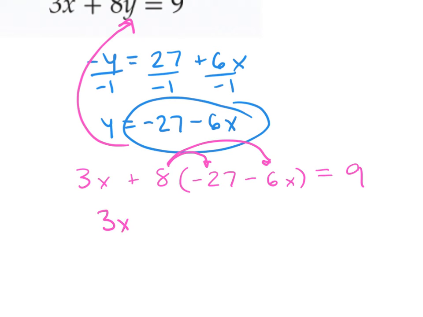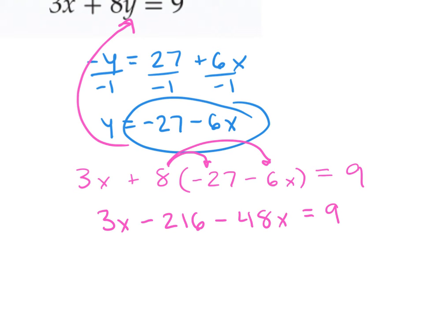So 3x stays the same. What is 8 times negative 27? Negative 216. And then what's 8 times negative 6x? Negative 48x. So we just distributed the 8. Everybody's with me so far? Okay, what do we need to do next? Combine like terms.